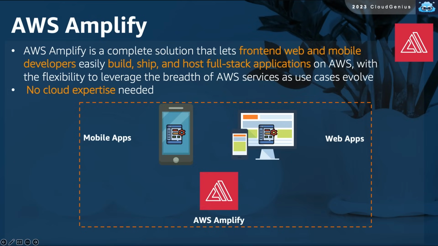AWS Amplify provides a wide range of built-in back-end features, such as authentication, data storage, APIs, and serverless functions, enabling developers to focus on application logic without worrying about infrastructure management.